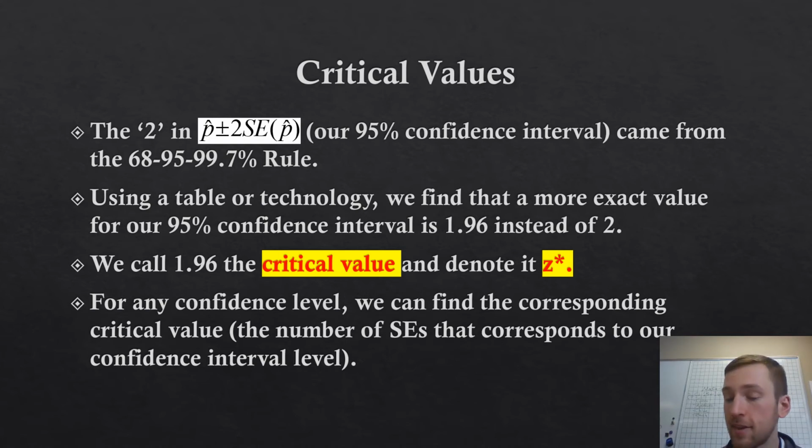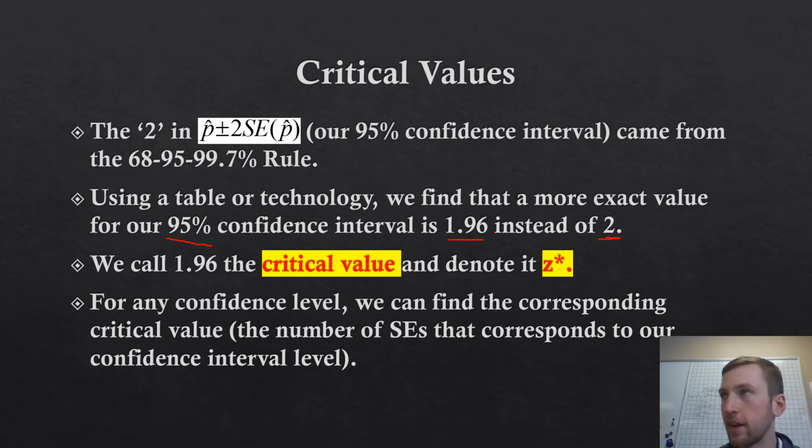So with that 68, 95, 99.7 rule, when I say that 95% of our data is within 2 standard errors of our mean or the average, that 2 standard errors is actually an estimate. And what a critical value does is it tells us precisely how many standard errors from the mean we would expect it to be, okay? So for example, for a 95% confidence interval, instead of being within 2 standard errors of the mean, it's actually 1.96, okay?